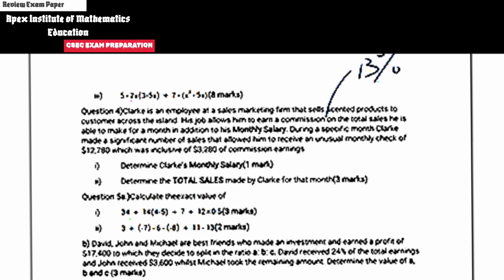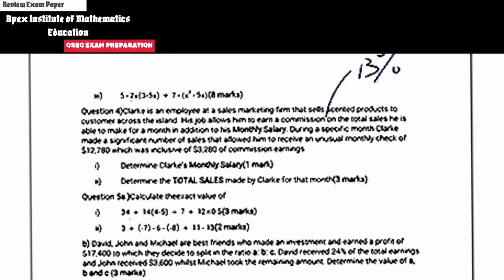I did in fact let my students know that during the typing of the paper, I inadvertently left out the percentage at which Clark receives his commission. So you can see I've indicated right there that it should have been 13%. So all my students are in fact aware that the missing percentage is 13. So let's continue. His job allows him to earn a commission of 13% on the total sales he is able to make for that month, and that is going to be in addition to his monthly salary.